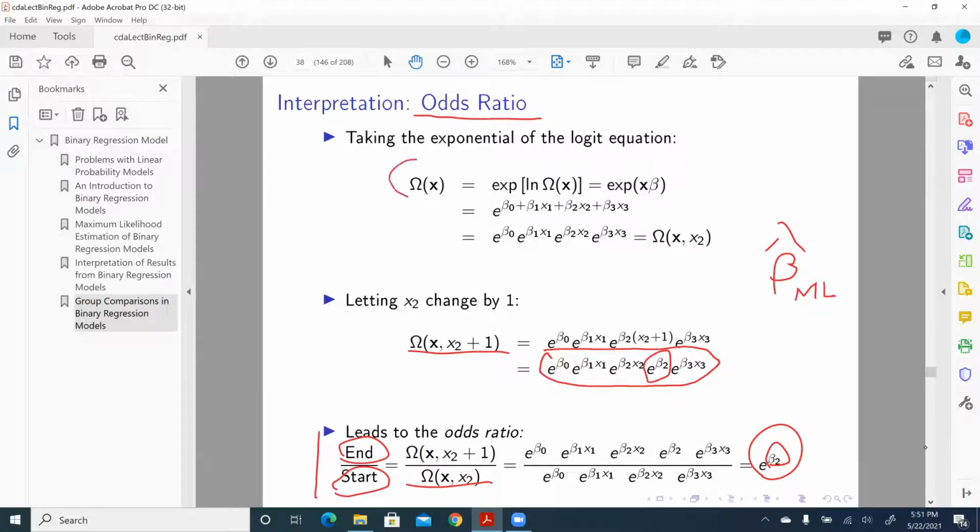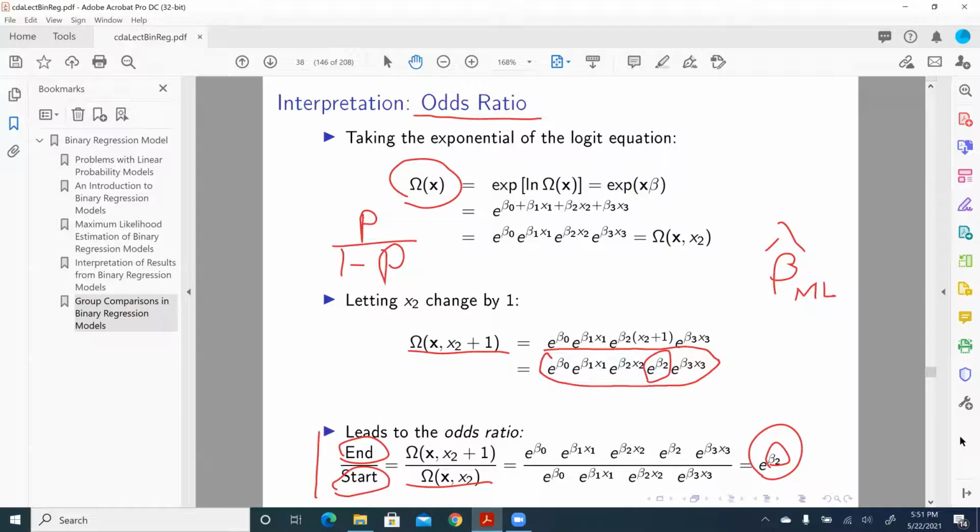Because that's how odds is defined: the odds is the probability y equal to 1 over 1 minus the probability y equal to 1. That is how odds is defined. And you can check that out in our math document, that very simple and short review of basic math facts.